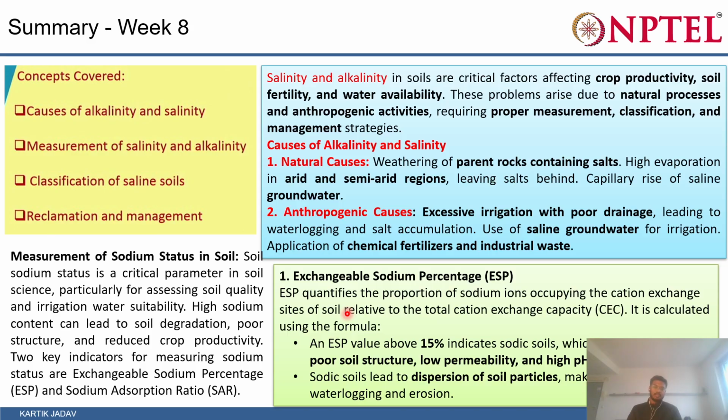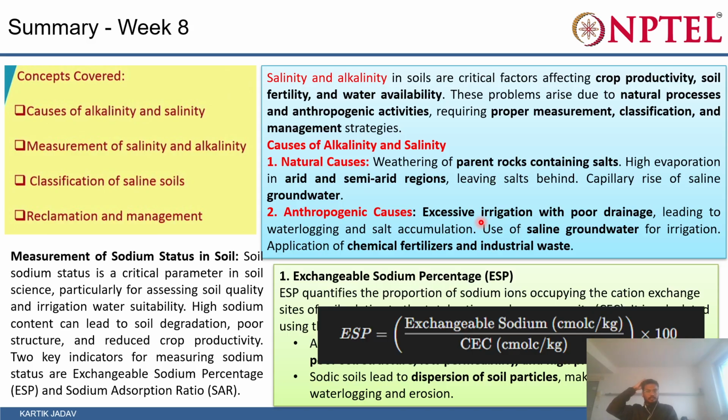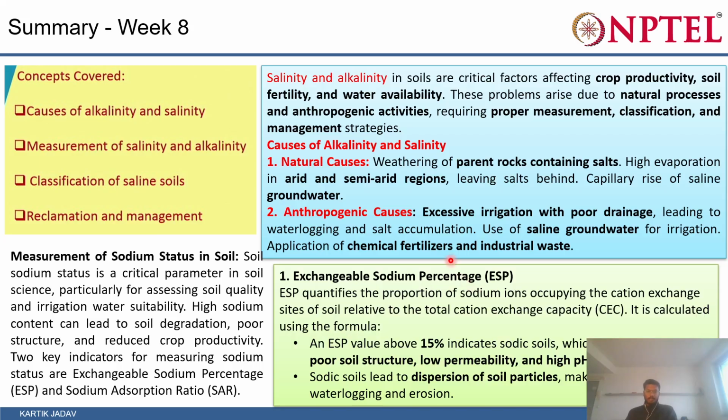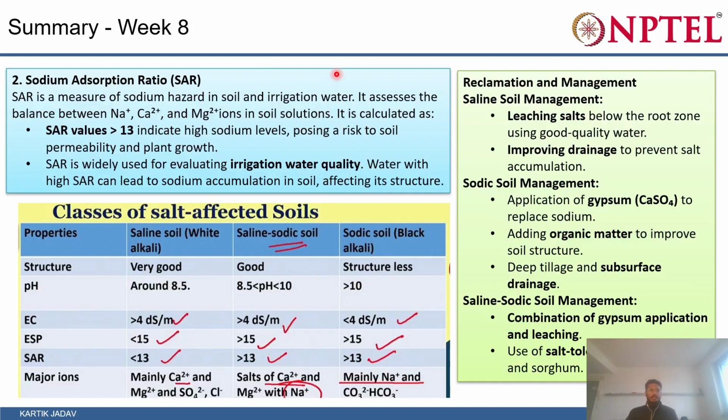Right. So why are we learning this? If you have high sodicity in your soil, that leads to poor soil structure, low permeability, high pH, and ultimately it reduces the drainage. So in this high sodicity soil, we require drainage conditions, and we will come to that topic. These are the formulas: exchangeable sodium and your cation exchange capacity. And then we have the sodium adsorption ratio.